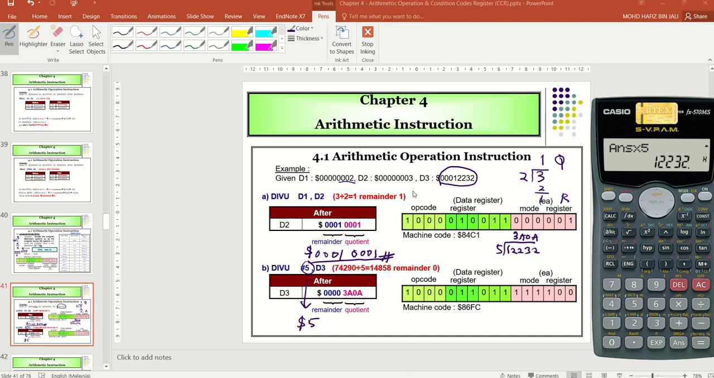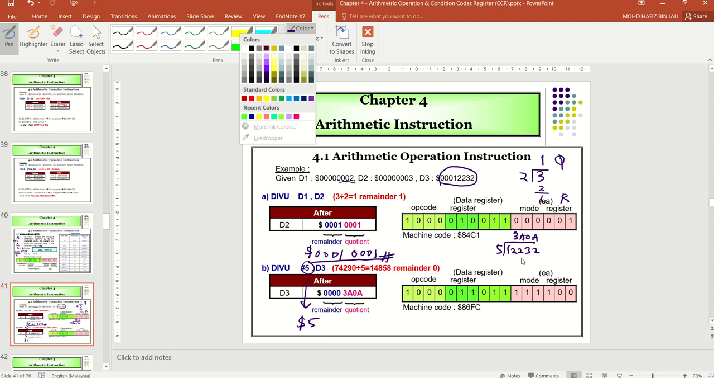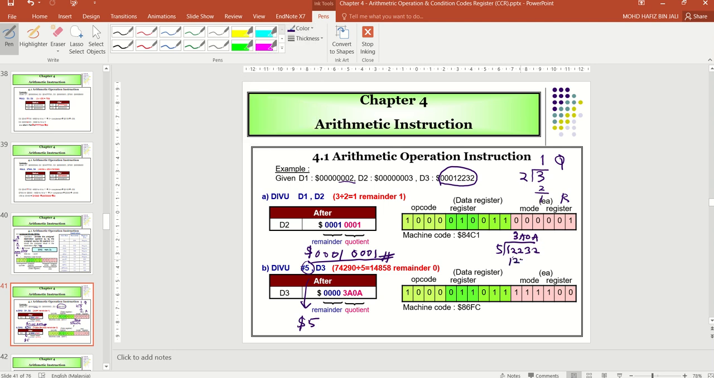You get 12232. So meaning that there is no remainder. This one is Q, this one is R. So how to write the answer? The remainder is 0000, and the quotient is 3A0A. So this is the answer, 3A0A.